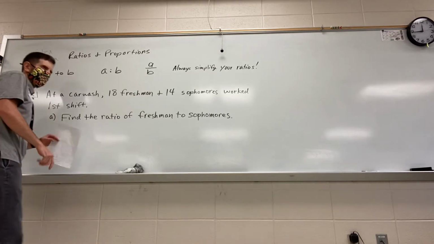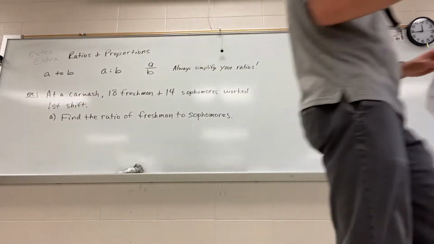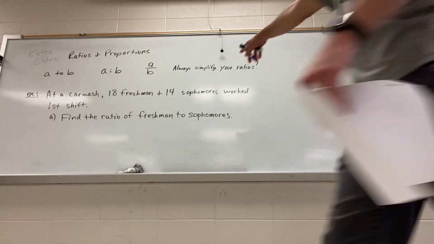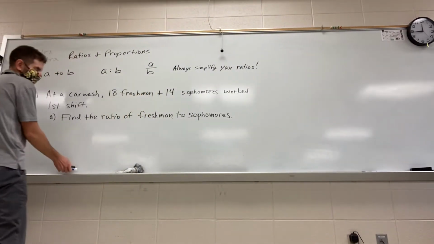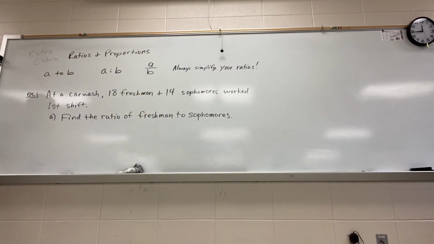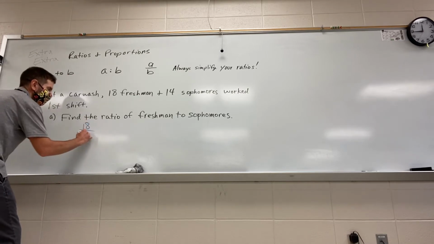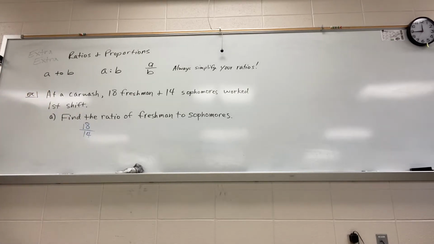If you're wondering which one do I put on top, which one do I put as the denominator, you just pay attention to the order they're asking. It says find the ratio of freshmen to sophomores, so we're going to think freshmen over sophomores. How many freshmen do we got? 18. How many sophomores? 14. Is that a good answer? No.